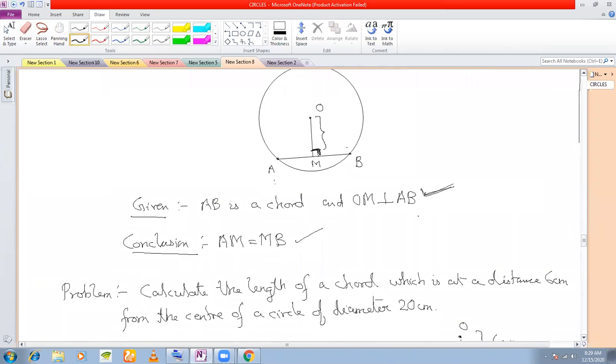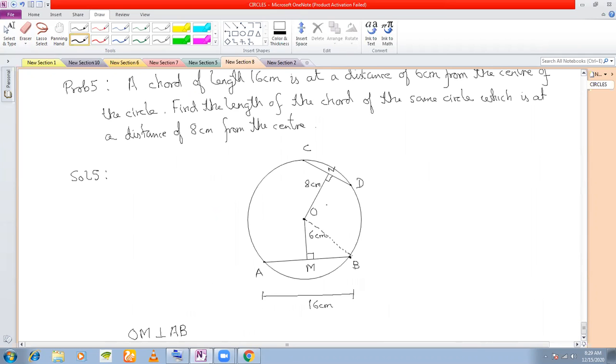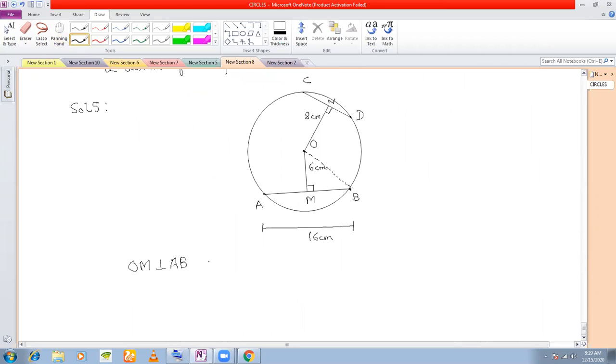From the second theorem, you see that if OM is perpendicular to MB, then OM must bisect the chord of the circle. That is, AM must be equal to MB. So therefore, I conclude that AM must be equal to MB.